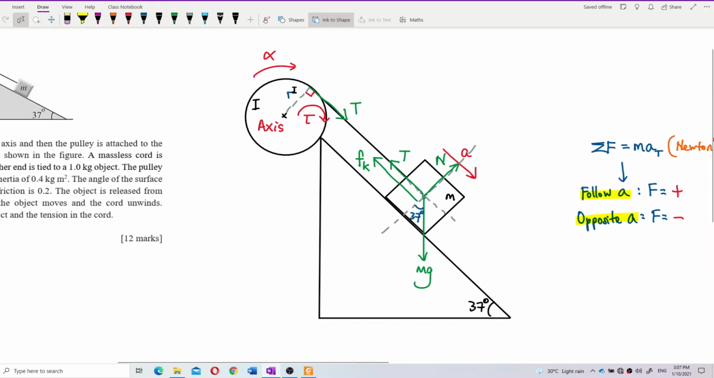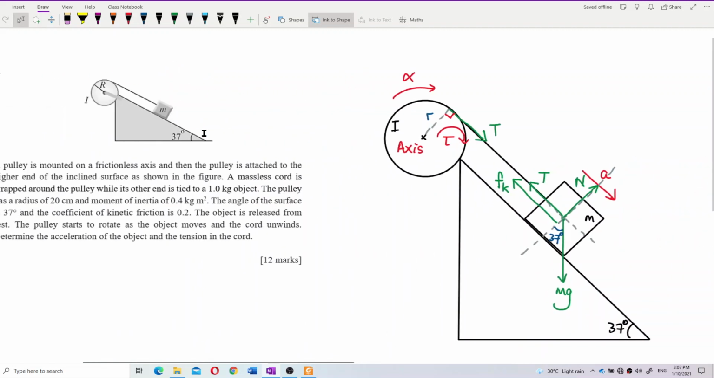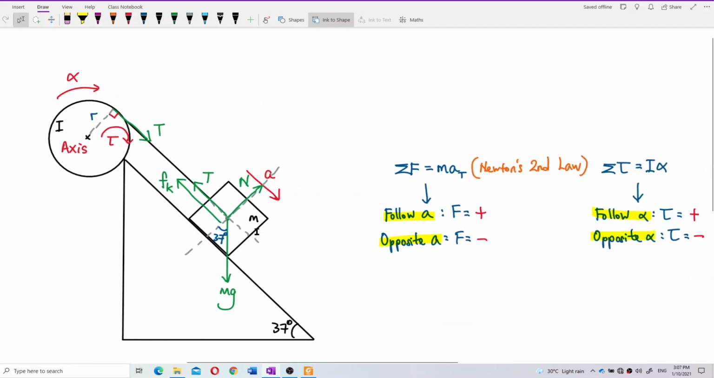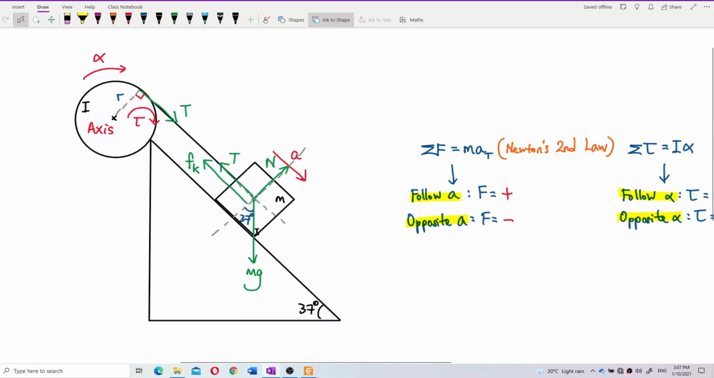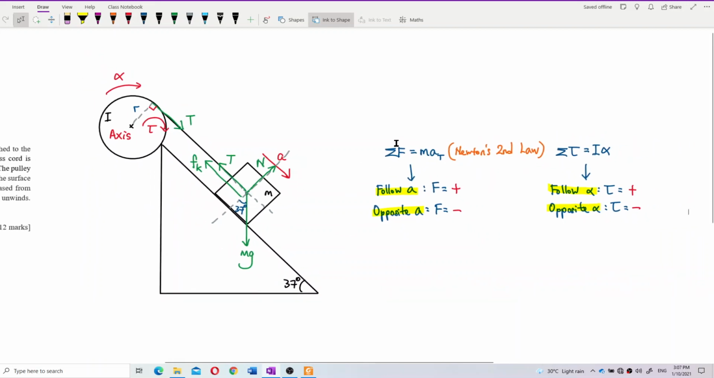This pulley rotates because of the tangential force, this is the tension. This one has linear acceleration and this one has angular acceleration, and this one is rotational dynamics. So we need to use Newton's second law. For the mass, we use total F equal to ma, Newton's second law. And for the pulley, we use total torque equal to I alpha.